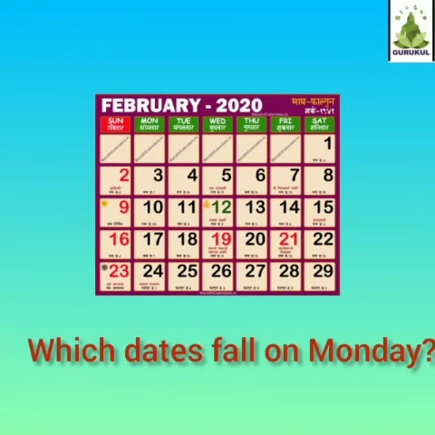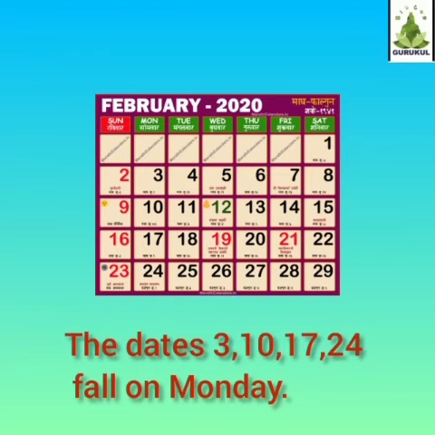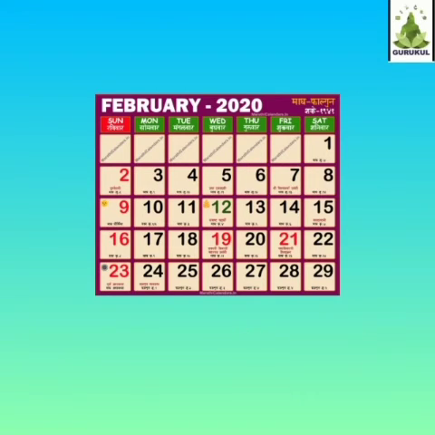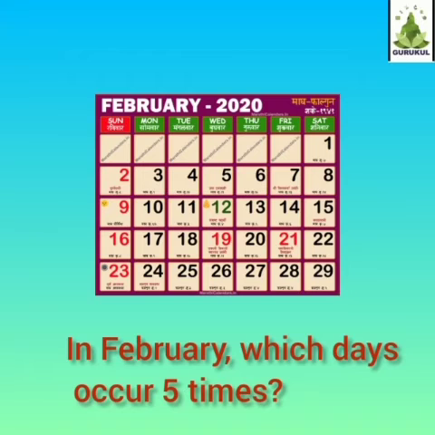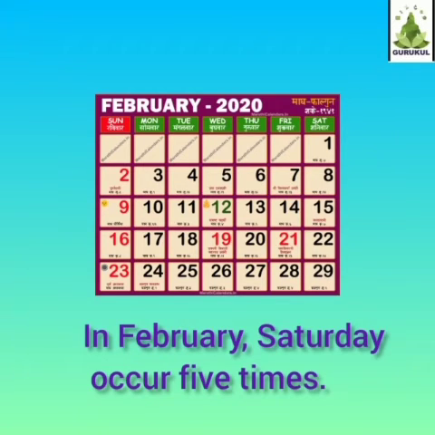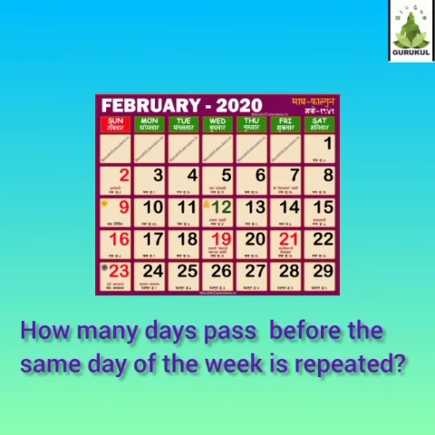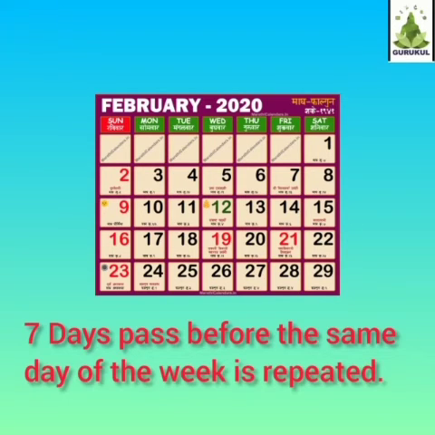Which dates fall on Monday? The dates 3, 10, 17 and 24 fall on Monday. In February, which days occur 5 times? In February, Saturday occurs 5 times. How many days pass before the same day of the week is repeated? 7 days pass before the same day of the week is repeated.